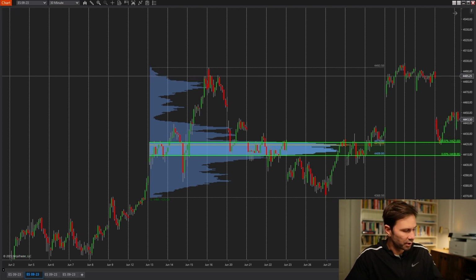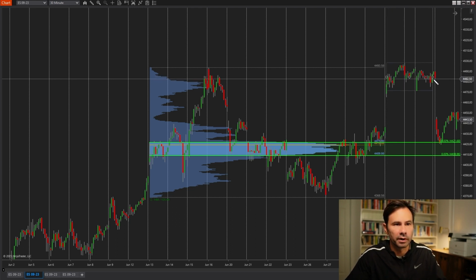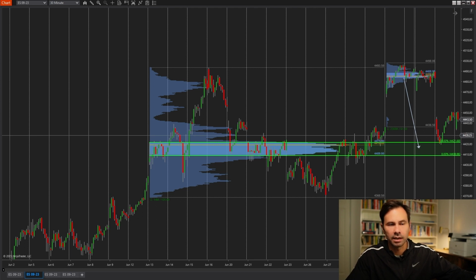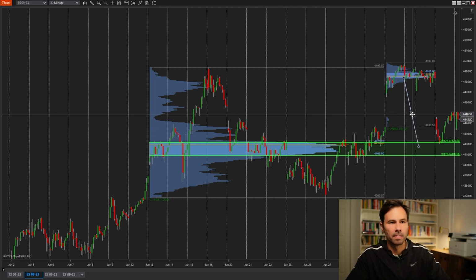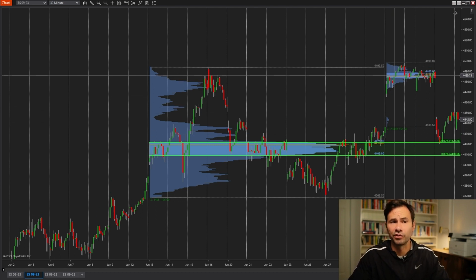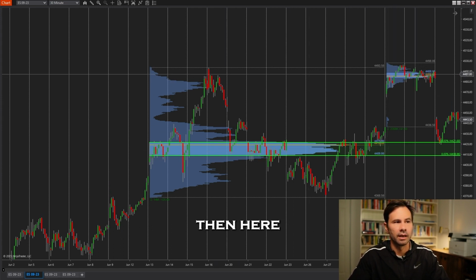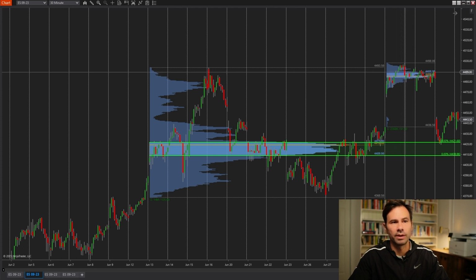But what happens here is that value was above here. Prices didn't come back to close the gap immediately, right? It didn't come immediately. So value was perceived differently here. Value was before here, then here, then value was created here for 2 days. 2 days. Okay.